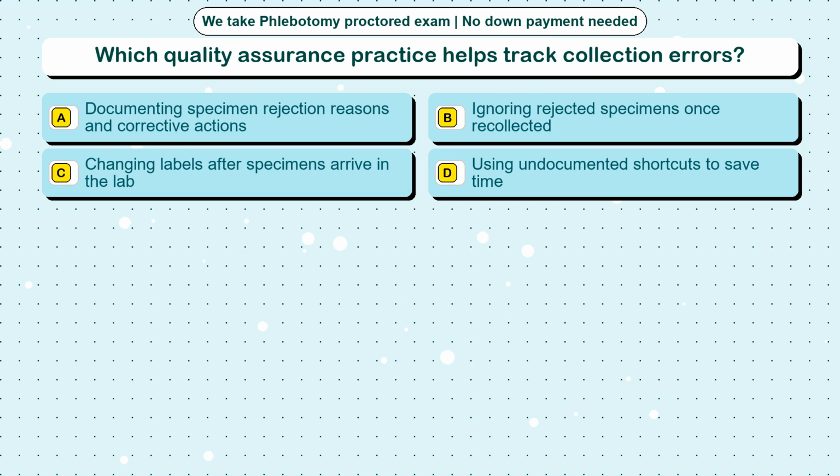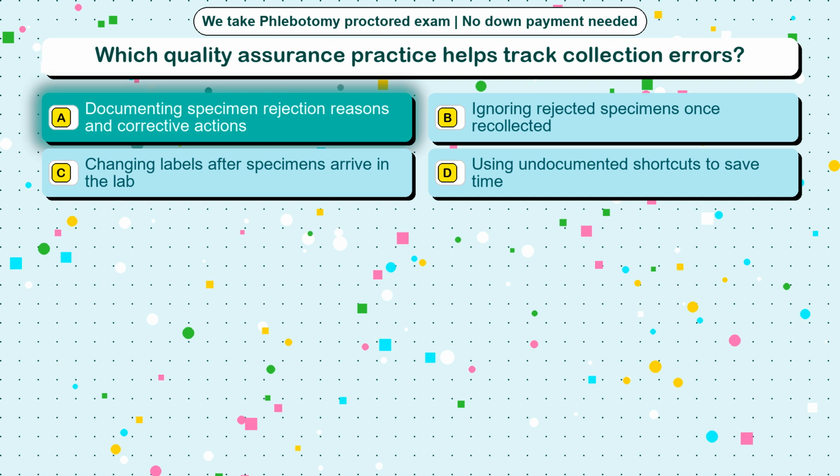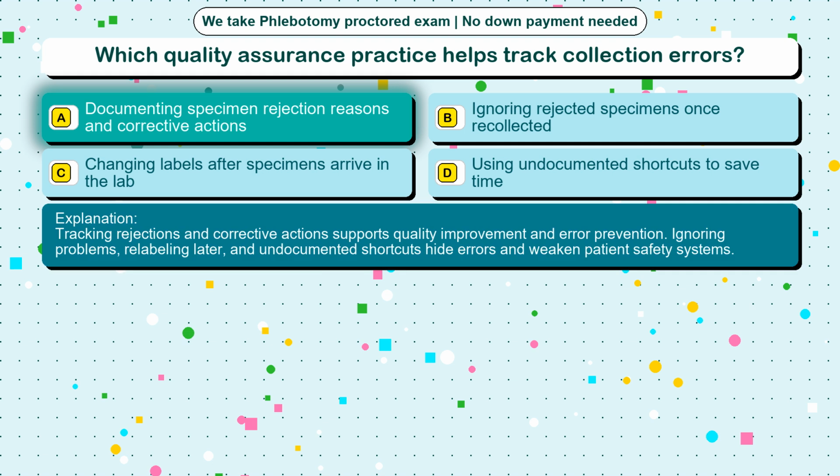Question 100. Which quality assurance practice helps track collection errors? Option A. Documenting specimen rejection reasons and corrective actions. Option B. Ignoring rejected specimens once recollected. Option C. Changing labels after specimens arrive in the lab. Option D. Using undocumented shortcuts to save time. The correct answer is option A. Documenting specimen rejection reasons and corrective actions. Tracking rejections and corrective actions supports quality improvement and error prevention. Ignoring problems, relabelling later, and undocumented shortcuts hide errors and weaken patient safety systems.